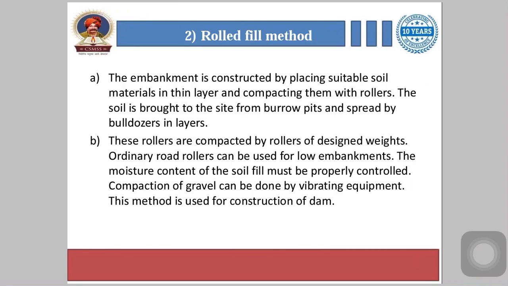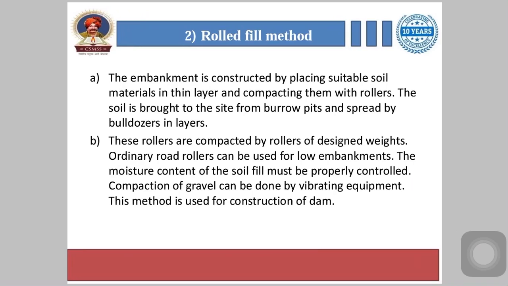Next is the roll fill method. The embankment is constructed by placing suitable soil material in thin layers, and the thin layer should be 15 to 30 centimeter, and compacting them with rollers. The soil is brought to the site from borrow pits and spread by bulldozers etc. in layers. These layers are thoroughly compacted by rollers of design weight. So, compaction is done here with the help of rollers of design weights.